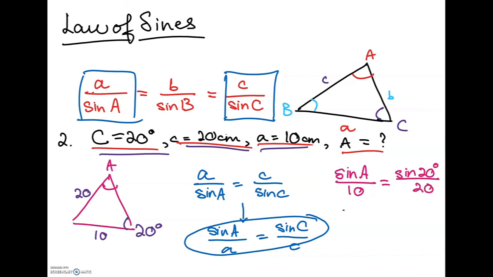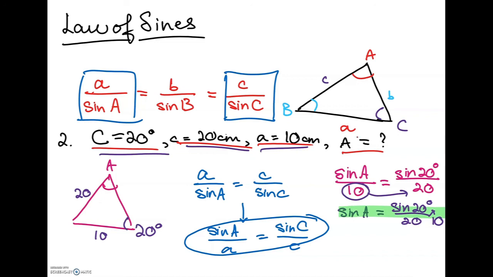Now if you can see, it's easier to rearrange. We know that sine of A equals sine of 20 degrees over 20 times 10. That is a bit cluttered, but I'm just going to multiply that by 10. We can just move this to the side over here, and we just know that sine A is equal to this entire little calculation. That's how you're going to find sine A.